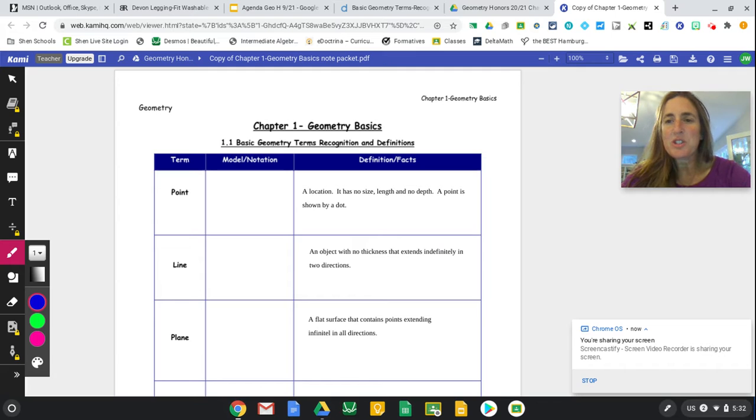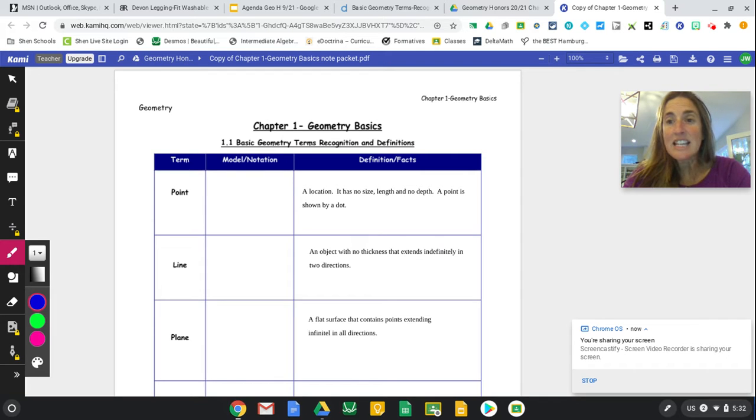So the first thing you're going to do is open up your notes from either the note packet. You can open up that PDF in Kami and annotate on there, or if you're someone who likes taking your notes on actual paper, you can use the packet that was provided to you in class last week.